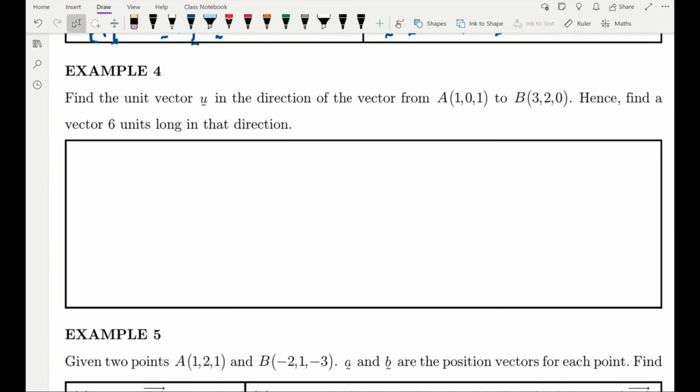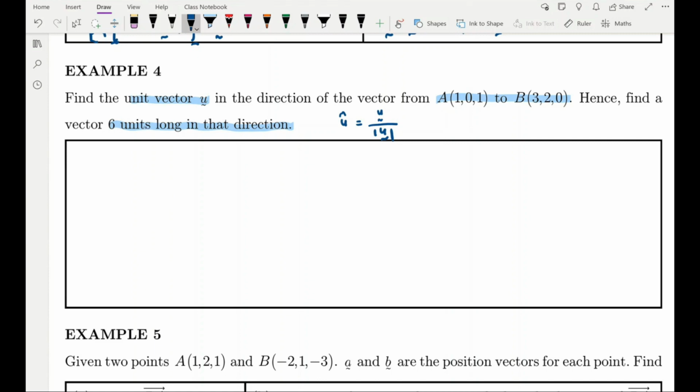Next, we have example 4. Find the unit vector u in the direction from A to B. Hence, find a vector 6 units long in that direction. For the unit vector, we have u cap. We memorize again that it must be vector u divided by the magnitude of u.